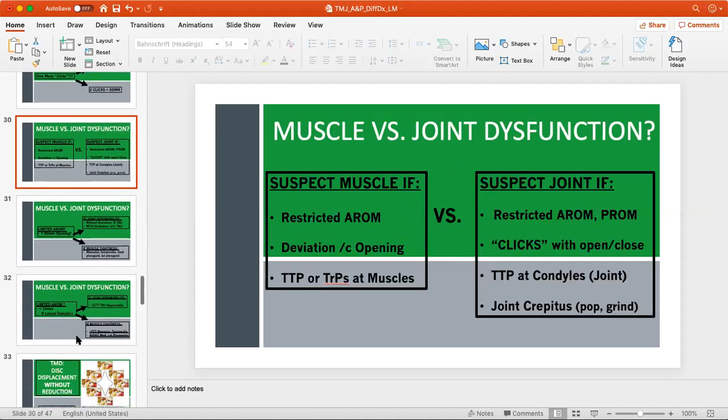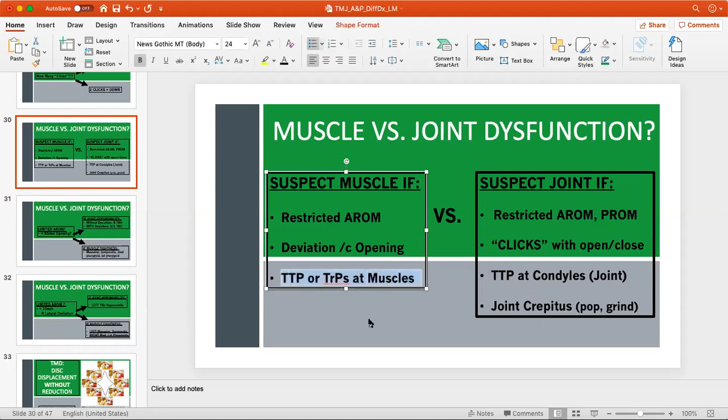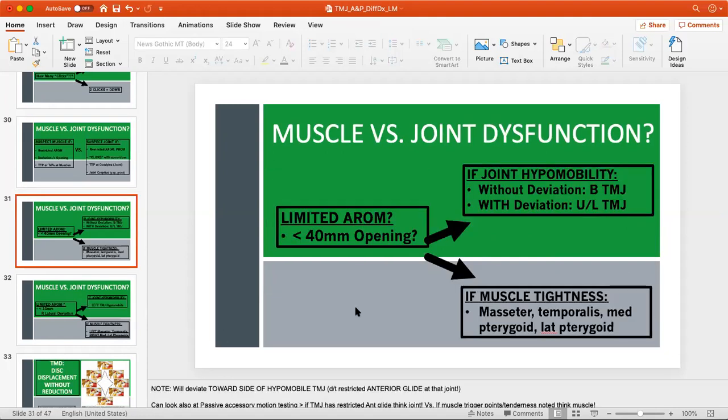Muscle versus joint dysfunction, you're going to have to puzzle out a little bit. So restricted motion could be true in either. If you have clicks, again, it's going to be some sort of disc dysfunction, most likely. Tenderness at the joint is going to indicate joint. Joint crepitus in the presence of other findings could implicate joint. And then muscle dysfunction, you're really going to want to see some sort of tenderness or trigger points at those muscles. So if you can't provoke symptoms when you poke on those muscles, maybe they're not part of the source of the issue. With limited opening, so less than 40 millimeters, you could have joint dysfunction in these specific ways. You could have muscle tightness in these specific ways.